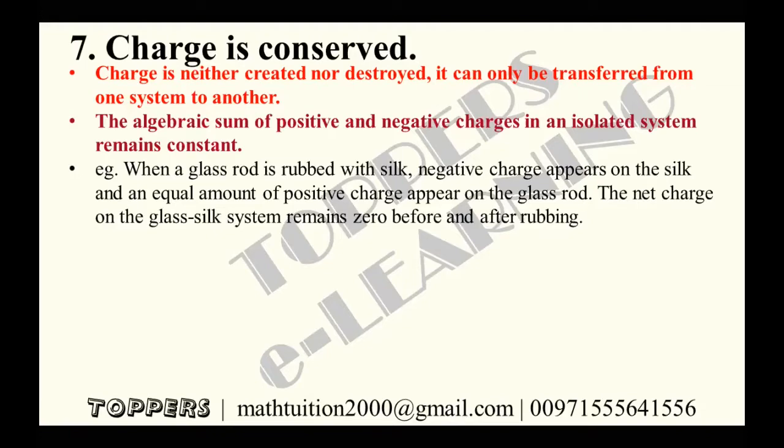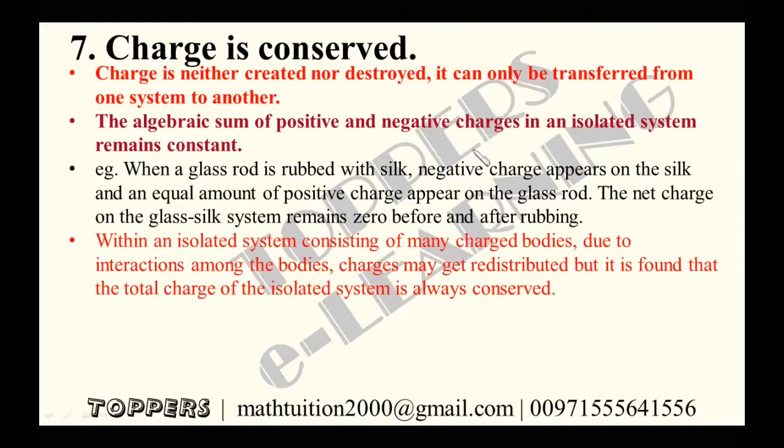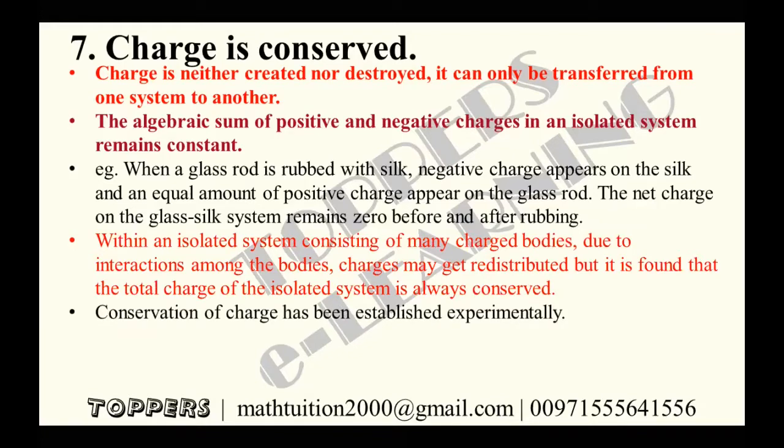before and after rubbing. For example, the glass rod loses 10 electrons. So it is positive 10, but the silk gaining these 10 electrons becomes negative 10, right? So as a total, what is coming? Positive 10 plus negative 10. Charge of glass plus charge of silk is equal to zero. So charge is conserved. Charge is neither created nor destroyed. Within an isolated system consisting of many charged bodies, due to interaction among the bodies, charges may get redistributed, but it is found that the total charge of the isolated system is always conserved. Conservation of charge has been established experimentally.